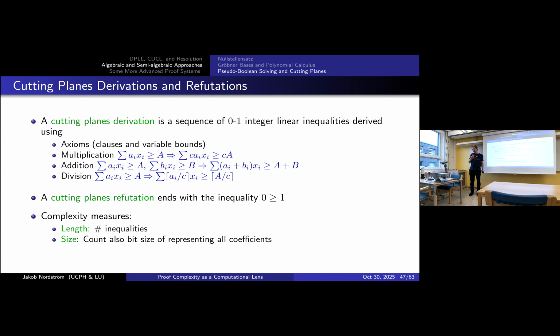So a cutting planes derivation is a sequence of inequalities, starting with axioms, input axioms and variable bounds, and then you can do multiplication, addition, and division. And if your derivation ends with the claim 0 greater or equal 1, that's a cutting planes refutation. Here we measure length and size. Length is the number of inequalities in your derivation. Size is when you also count the bit size of all coefficients.